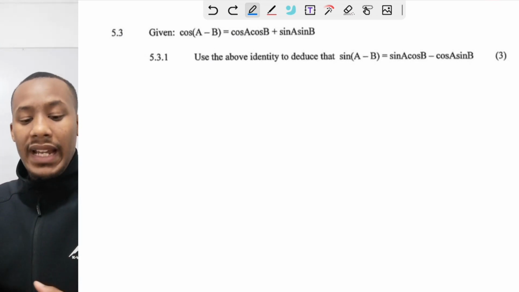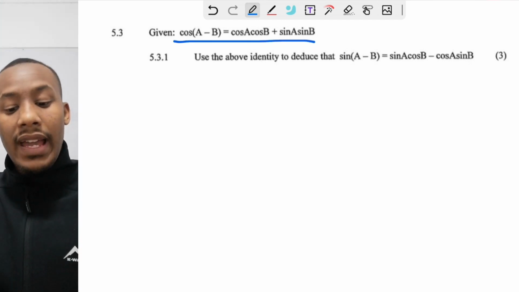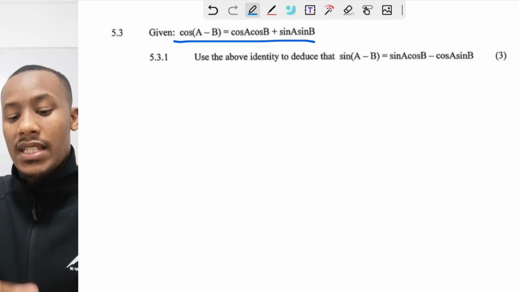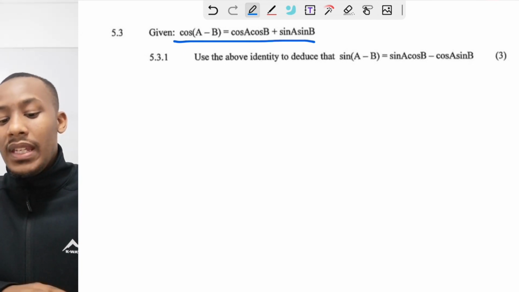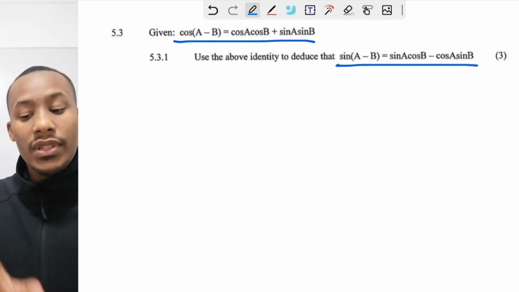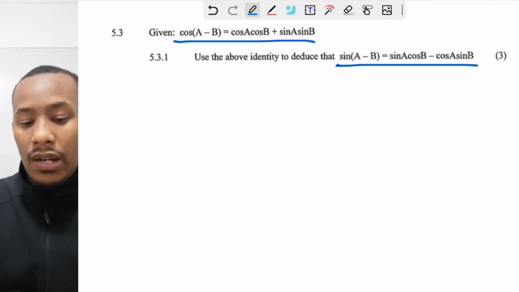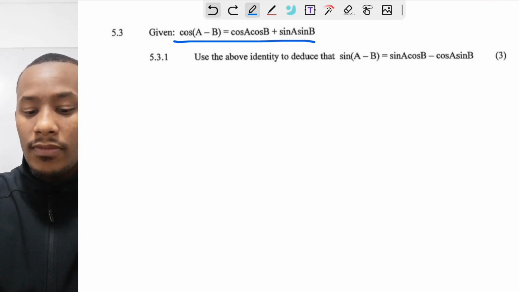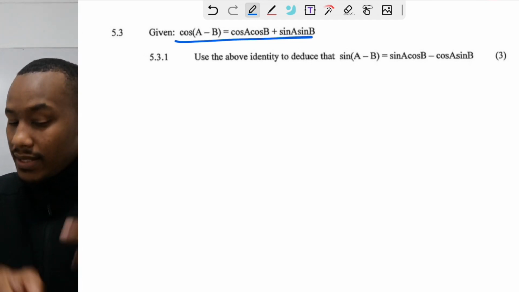Now, here we have a compound angle that's given to us. They are stating that cos of A minus B is equal to cos A cos B plus sine A sine B. And given that we know this, can we now deduce that sine A minus B is equal to sine A cos B minus cos A sine B? Now, we already know that this identity is true, but you need to prove it. And we're going to prove it using this identity. That's going to come into play later.